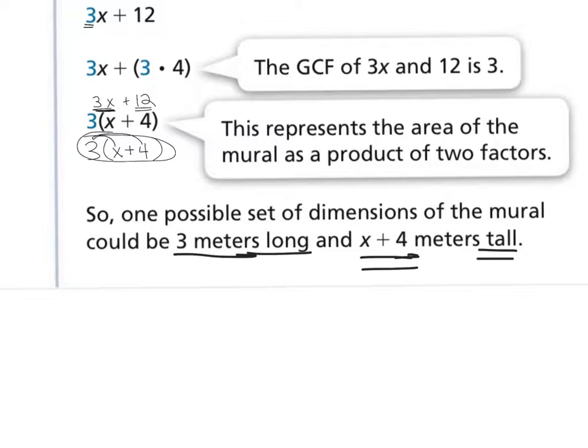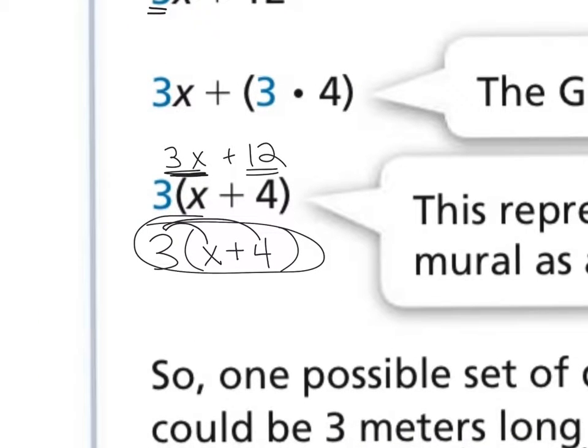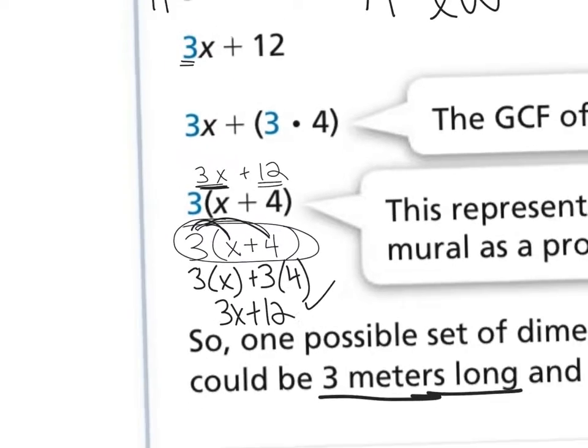And a way you could check yourself on a problem like this would be to distribute. If you distribute, then you should get what we started with. 3 times X plus 3 times 4. It's 3X plus 12, and that's what we started with. So we know we factored it correctly. As long as we had the correct expression to begin with, then we should be in good shape here.